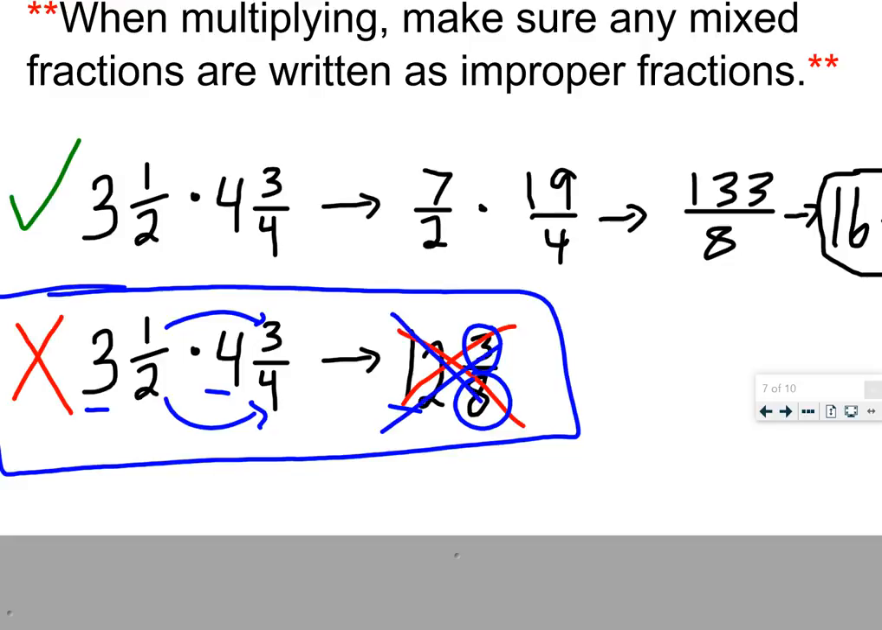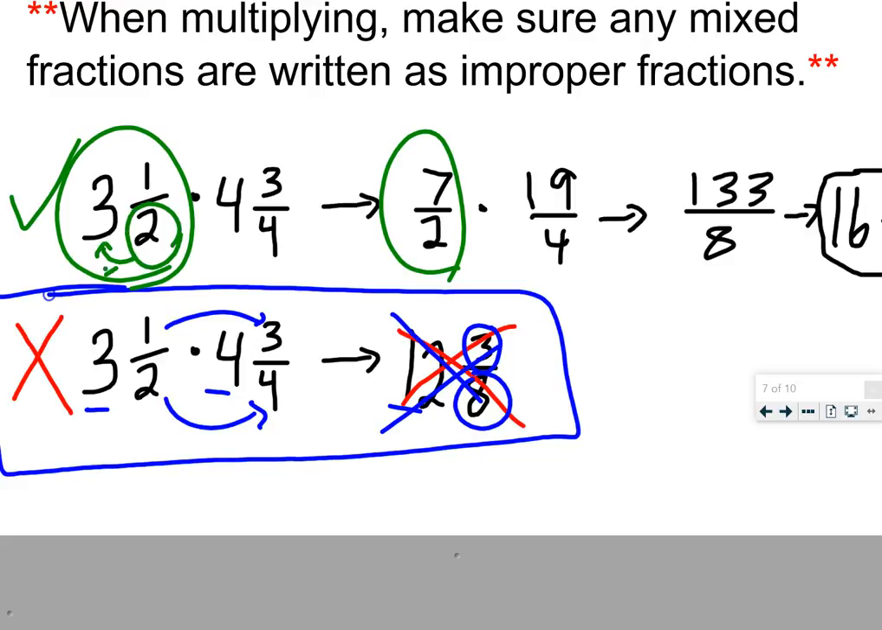Not even close. So please make sure you turn your mixed fractions into an improper fraction. If you forgot how to do that, I will show you really quick. You take the denominator and you multiply to that number in front, and then you add the number on top. So that turns into 7 halves.